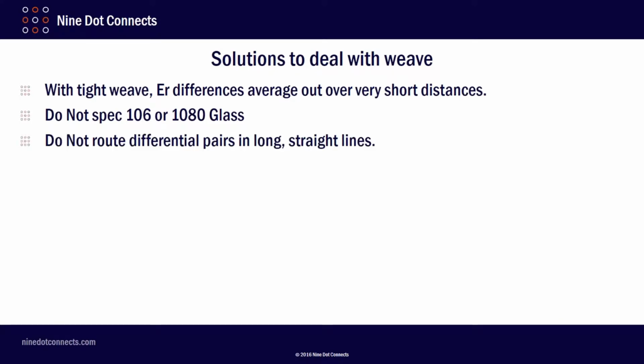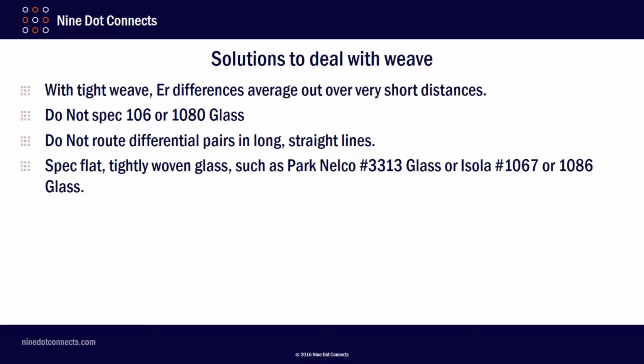The other thing you want to do is be very cognizant of how long your differential pairs are. And if you're going to route them in very long straight lines, you definitely want to be worried about the weave. So obviously you may have to route straight lines or long lines anyhow, but there are other ways to deal with that. But if you have to do it, you can spec flat, tightly woven glass such as the Park-Nelco 3313 or the Sola 1067, 1086 class.